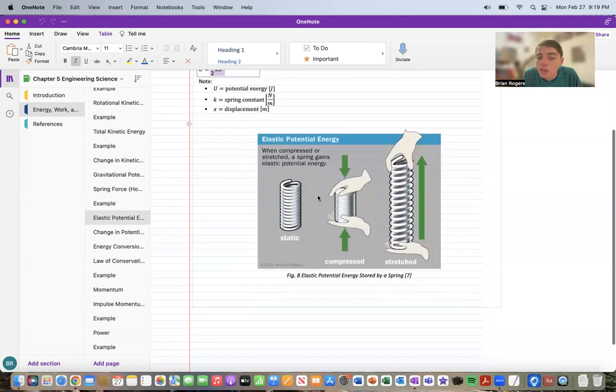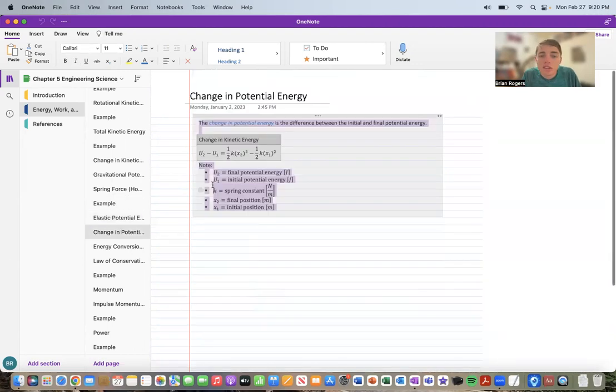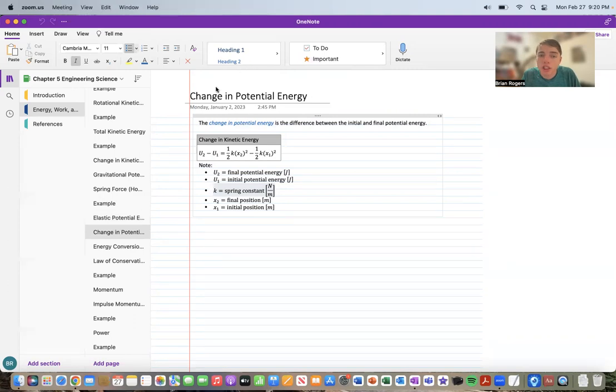And so what we're going to see is how much elastic potential energy it has. So when it's compressed or stretched, a spring is going to have elastic potential energy. And so the change in potential energy is the difference between the initial and final potential energy. That can also be written as delta U, which is equal to the final value of potential energy minus the initial value of potential energy.